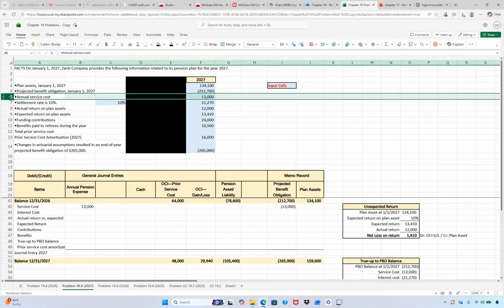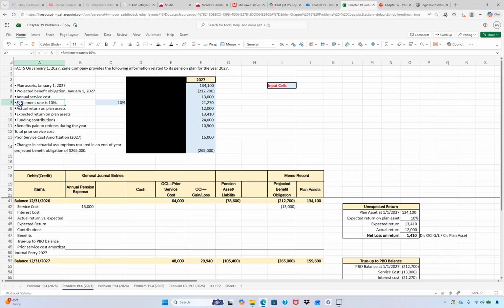It tells us on row 7, our settlement rate is 10%, and that is going to be 10% times our beginning projected benefit obligation, which is 10% times 212,700. So we're going to debit pension expense 21,270 and credit the PBO by that same amount.